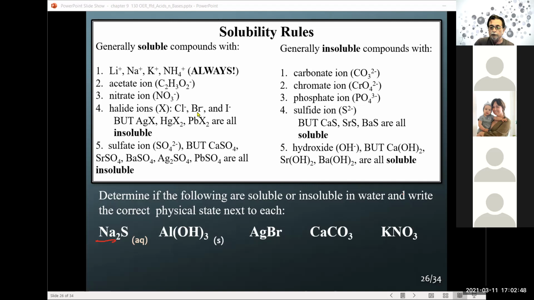Silver bromide. You would think the bromide will be soluble because it's on the soluble side. But remember, there are 3 examples where they are insoluble, and one of them is silver bromide. So silver bromide is insoluble, therefore it's solid. Okay. Calcium carbonate. Well, we go to the carbonate, which is on the insoluble side, number 1. Calcium is not part of the big 4, and that's the only soluble carbonates that are there. So this guy would be insoluble.